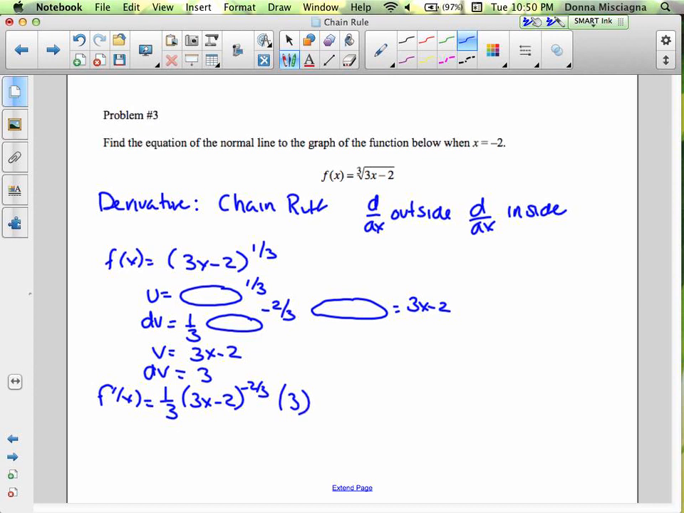Well, the 3 and the 1/3 will cancel, and so f prime of x equals 1 over 3x minus 2 to the 2/3 power. All right, so there's our derivative.